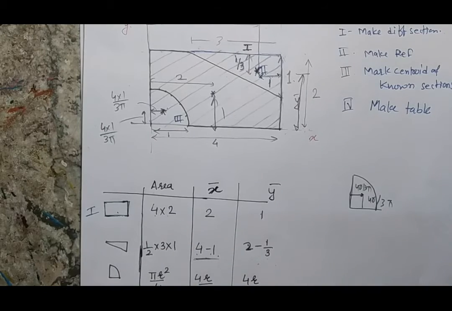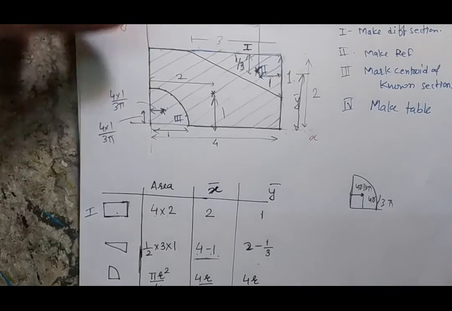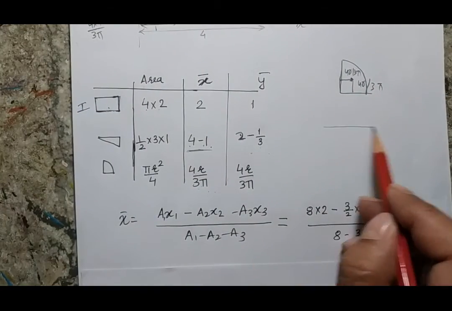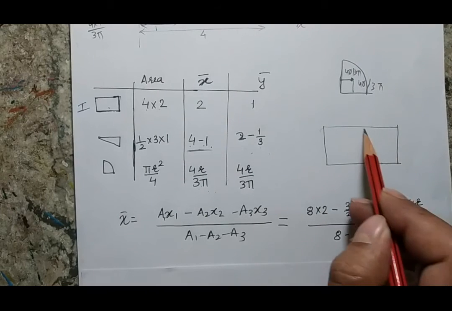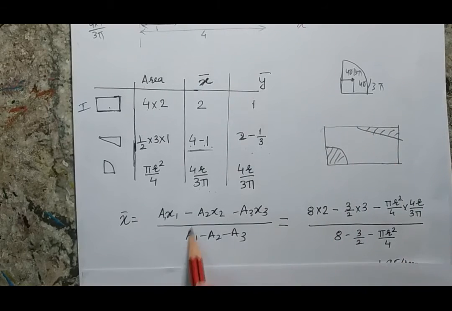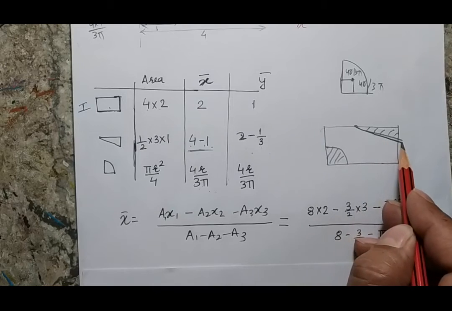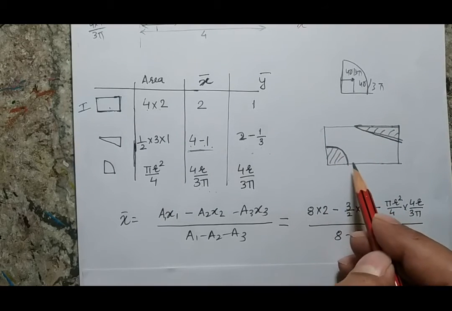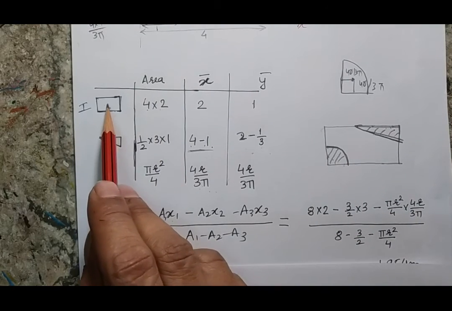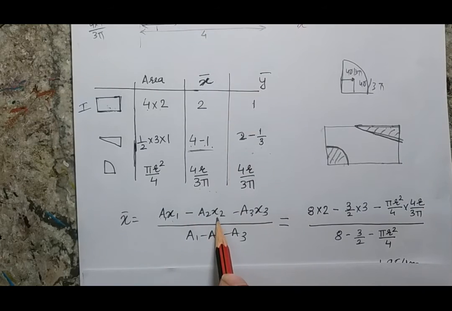So once I complete the table, the question becomes very easy, because I have to simply apply the formula. In my actual case, this is the one section in which these two are the cutouts. Cutouts means this section actually does not exist. So when I write the formula, I have to subtract the terms corresponding to these two sections. So I am writing a1 into x1, which corresponds to the first major section. Then I have to subtract a2 x2 and a3 x3, divided by a1 minus a2 and minus a3. Sometimes students forget to put the negative sign here, so please keep it in mind.